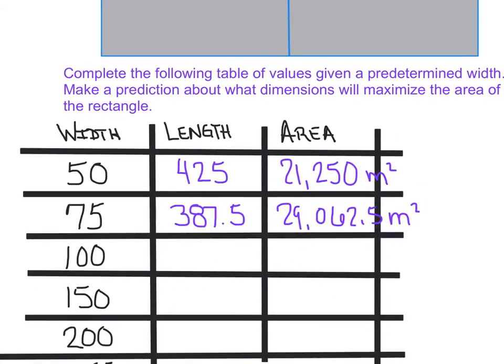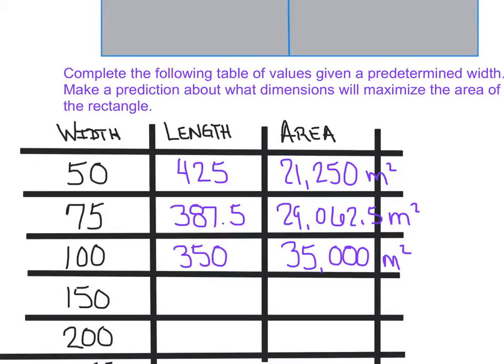Okay, let's try another one. So 100. So I used up 100 here, 100 here, and 100 here. That's a grand total of 300 I've already used up. That leaves me with 700 yet to play with, and that's going to be 350 on this side and 350 across the top. So 350 for my length. Multiply the 2 together. That's 35,000 square meters.